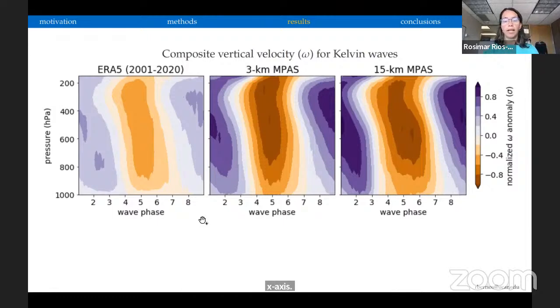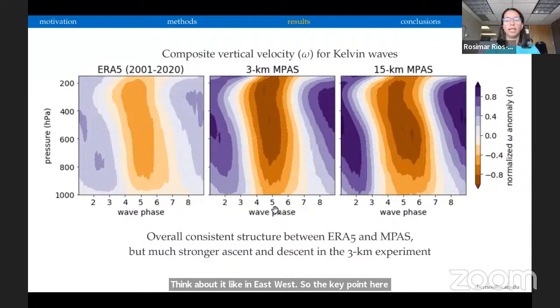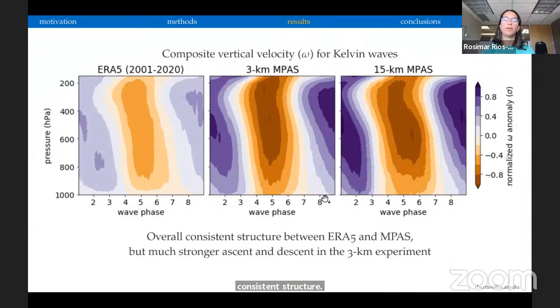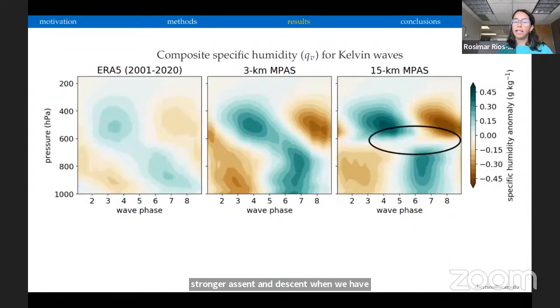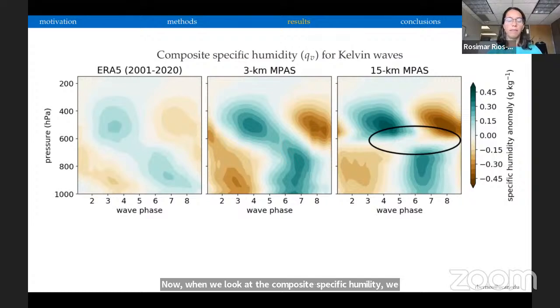So the key point here is that all of these experiments capture the overall consistent structure. So we have a westward tilt with height of the vertical motion as we expected, but there is much stronger ascent and descent when we have resolved deep convection. Now, when we look at the composite specific humidity, we start to see some critical differences between the parameterized convection experiments and the 3 kilometer experiment.